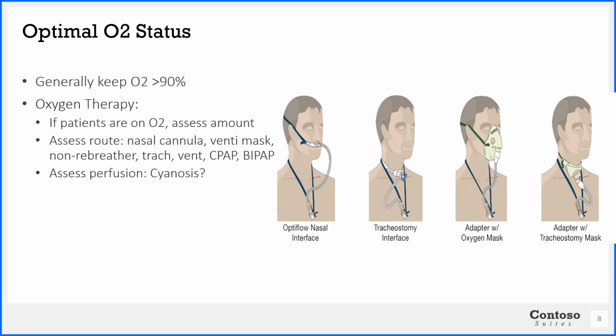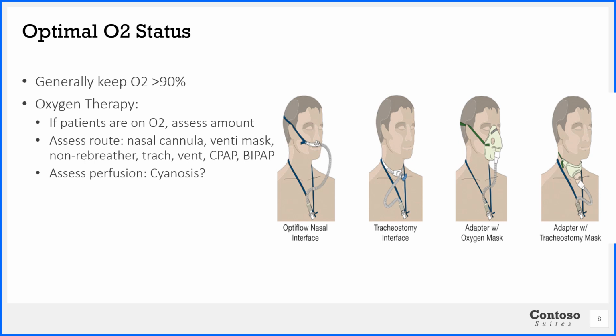Optimal O2 status. We're talking about a regular patient, okay? I'm not going to go into the COPD pieces and such for this class. Generally, you want to keep your oxygen above 90 for your patients. Oxygen therapy: if patients are on O2, assess the amount. So you're going to want to look and see how much oxygen they're on. If they're on 1 liter, 2 liters, 3 liters, our goal is to put them on the least amount of oxygen that they need in order to get a positive result.